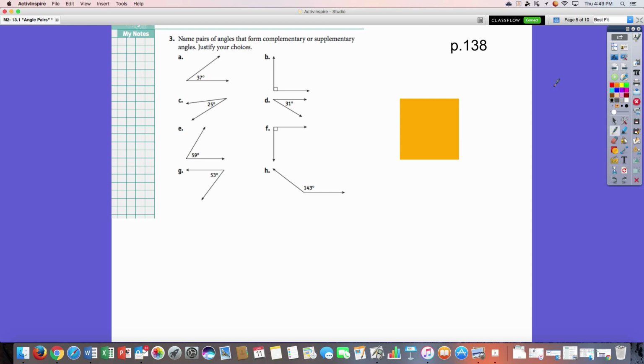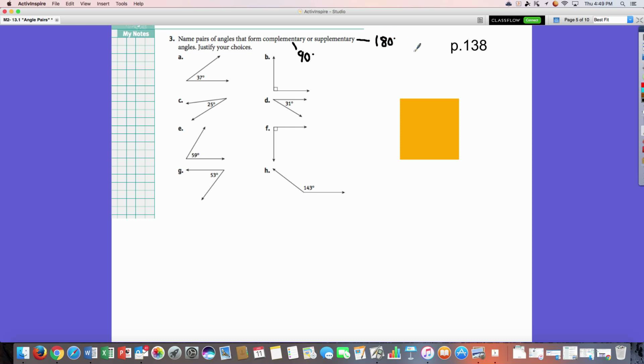We're now on page 138. Page 138, I'm on number 3. I'm going to do it with you. It says name pairs of angles that form complementary or supplementary choices. Remember, the word complementary means 90. And the word supplementary means 180. So we've got to find ones that equal that. So let's see if we can find some. Oh, I see some right away.